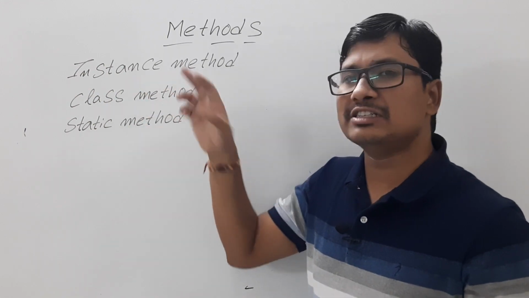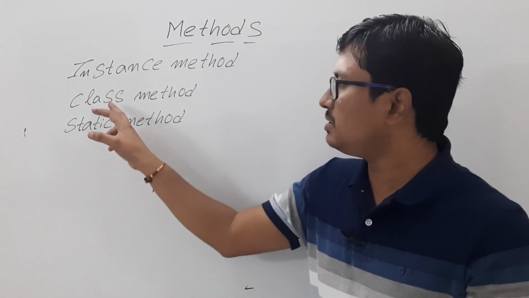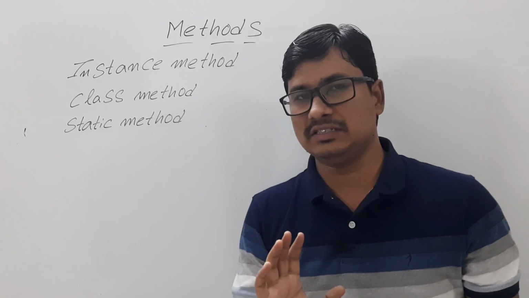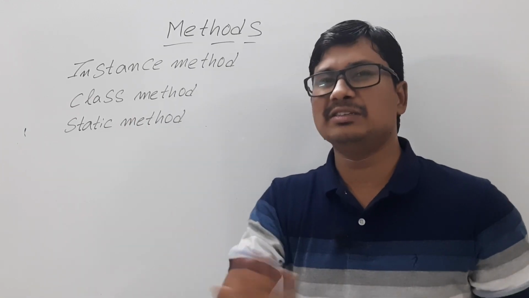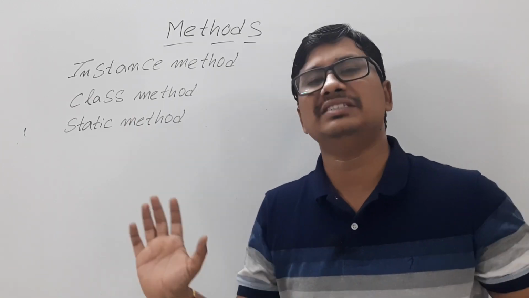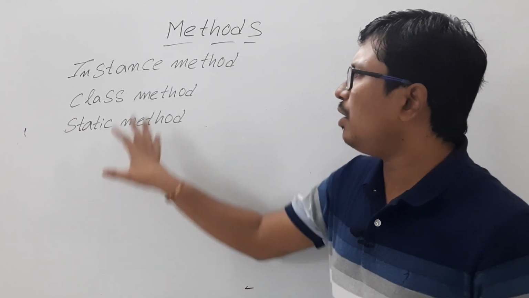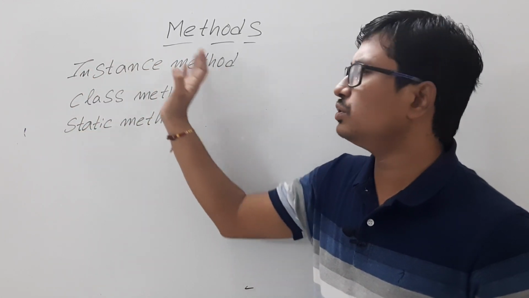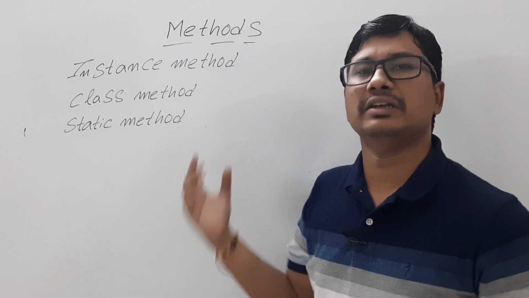So using instance method, we can access the instance variables. Using class method, we can access the class variable. Static method is simply just to discuss, we have a static method. Okay. Now let me erase this one so that I will discuss these three methods with an example.